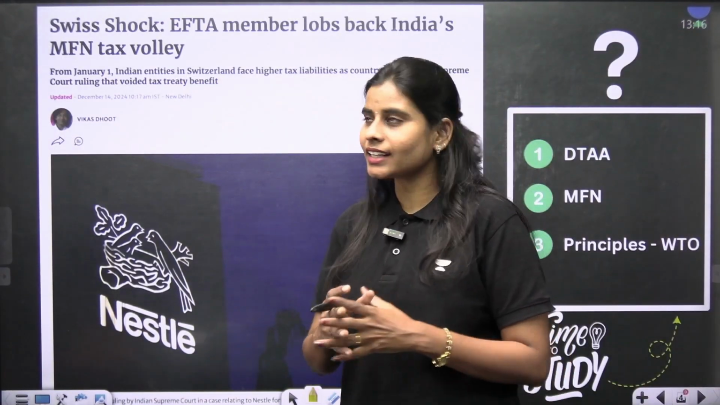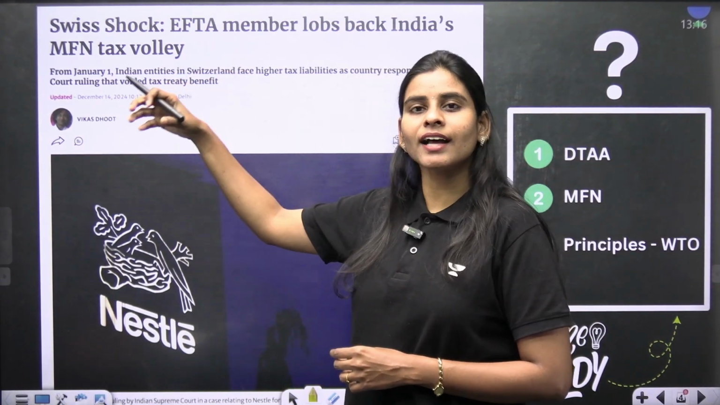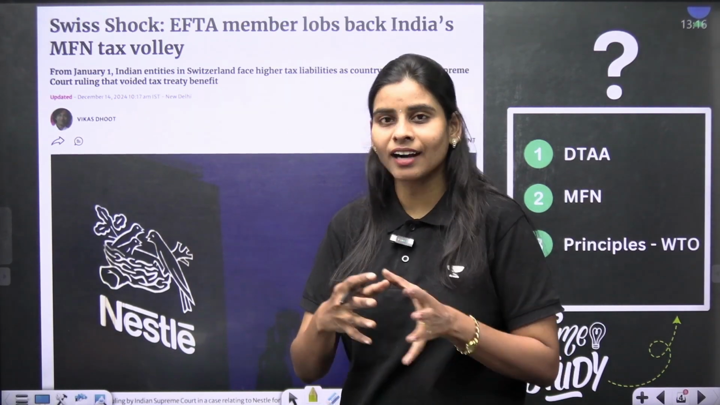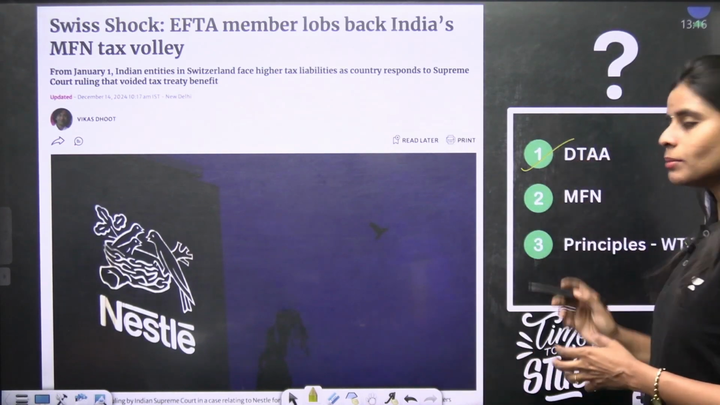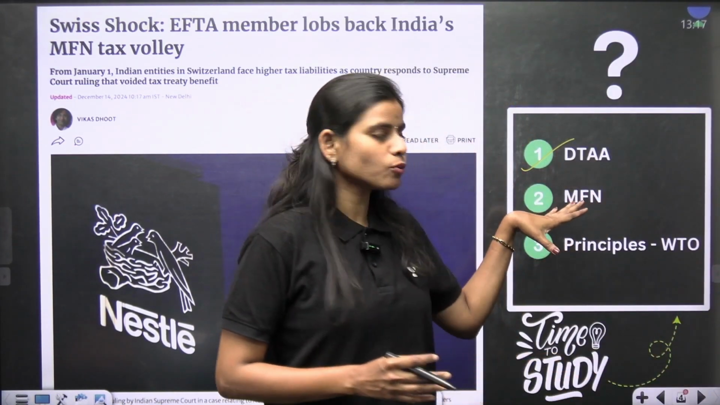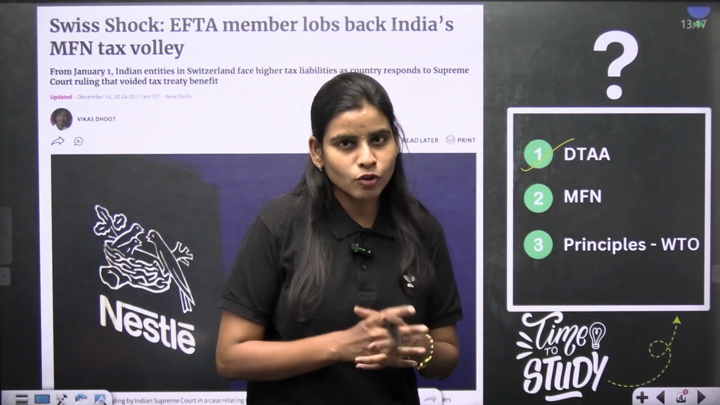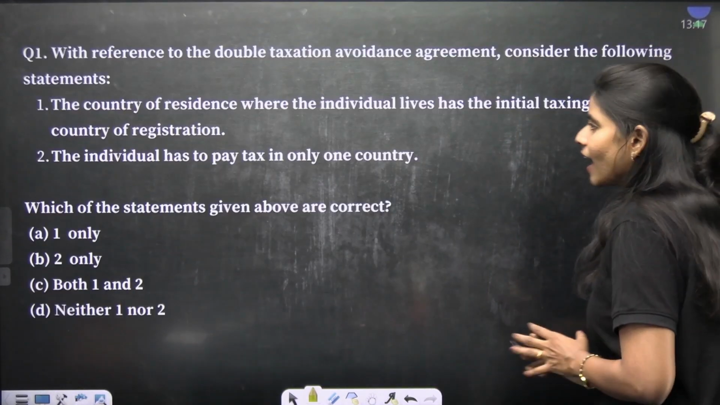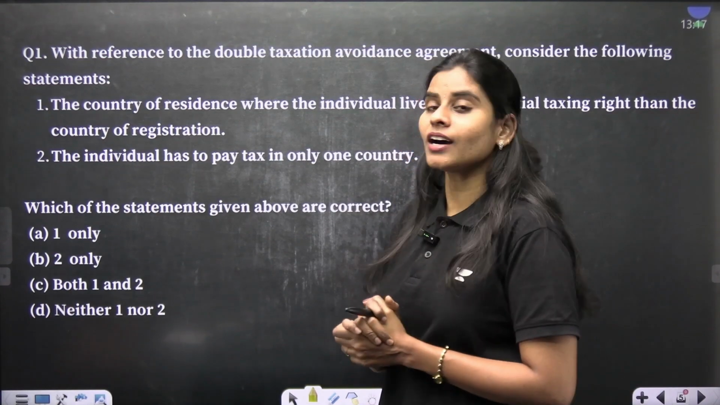So the first article from which we have the MCQ is about that is Switzerland recently revoked the most favored nation status that it granted to India. So let's try to find out what is meant by double taxation avoidance agreement and what is meant by MFN and what are the important principles of WTO and how to understand this DTAA and the issues that are currently revolving around this particular topic. So let's begin with the first question now.